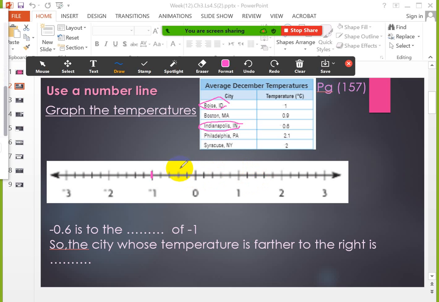Okay, so now -0.5. I think someone asked about the page. Always the page will be up here on the right side, girls, so you can find the page here.